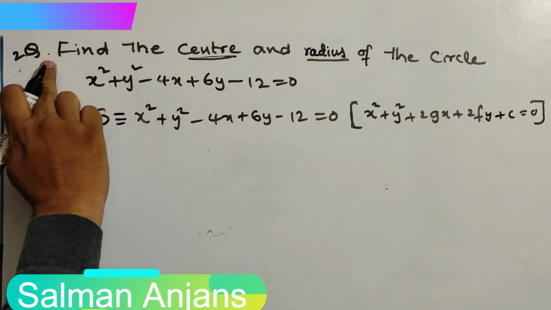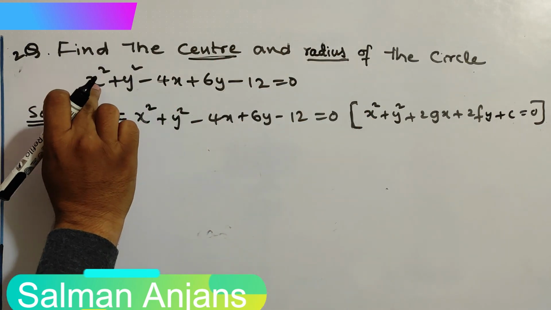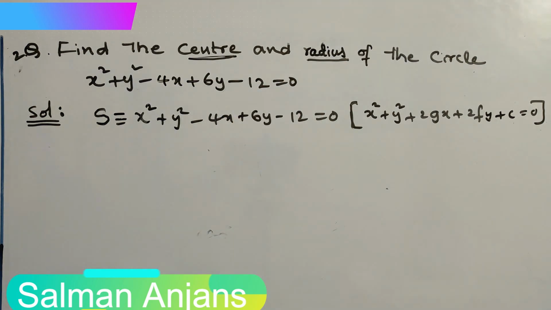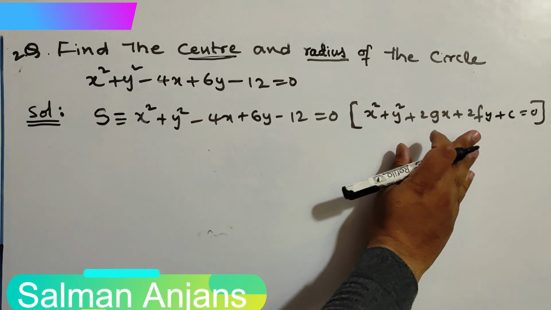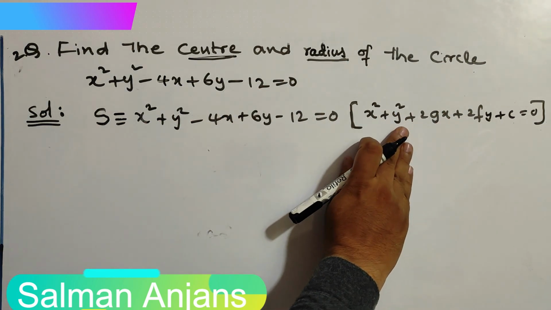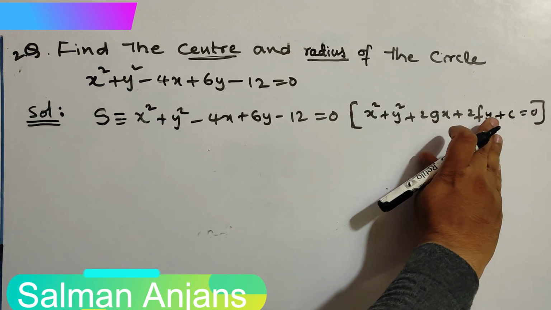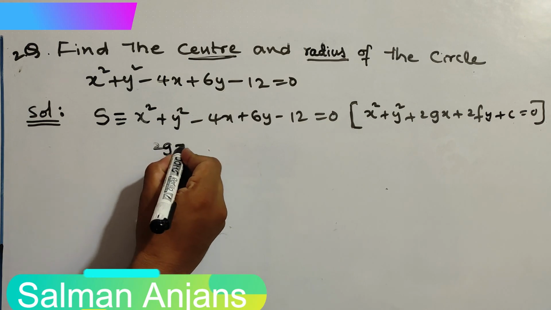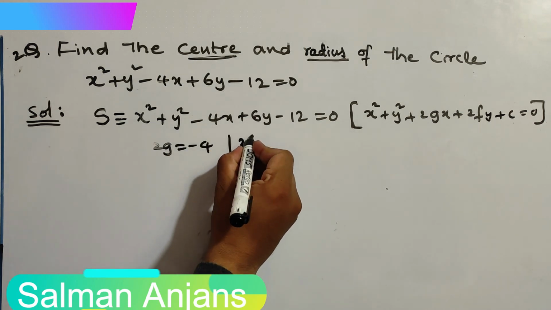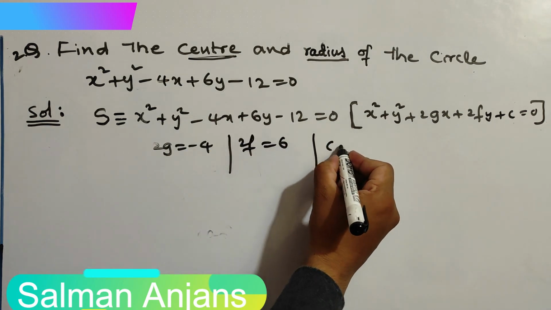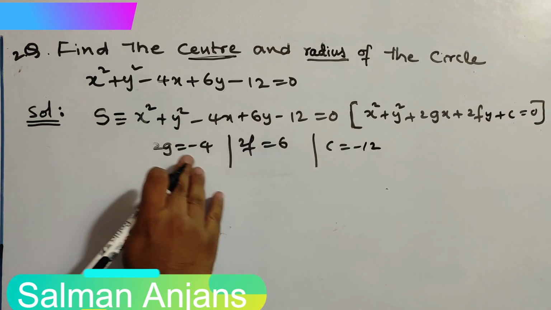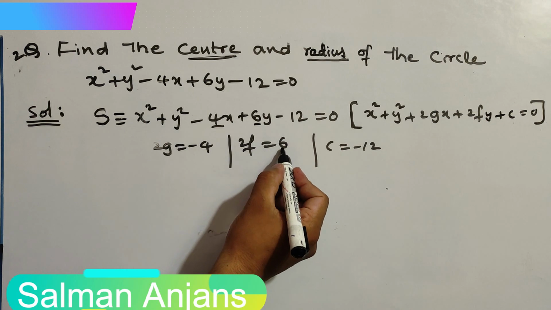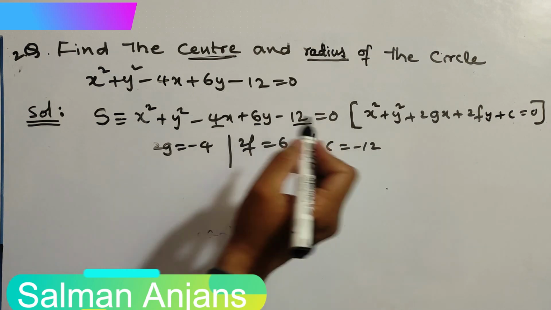Now the second question is: find the center and radius of x square plus y square minus 4x plus 6y minus 12 equals 0. Write down the given circle. Compare with the general form, that is x square plus y square plus 2gx plus 2fy plus c equals 0. 2g equals minus 4, 2f equals 6, and c equals minus 12. 2g means the x coefficient, that is minus 4, 2f means the y coefficient, that is 6, c means the constant, minus 12.